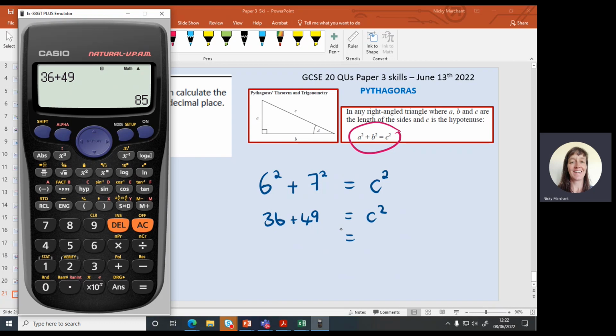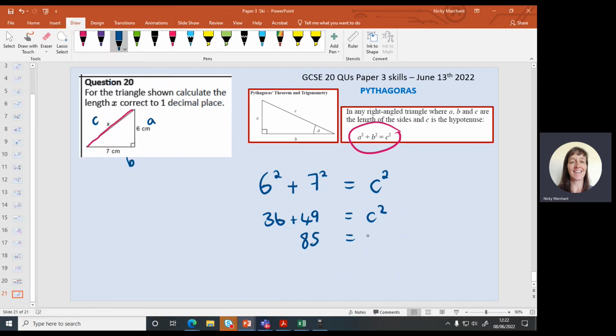Write down every single step you do. So 85 equals C squared. That's why I write C squared here, so you don't forget the last step. If you now said that X is 85 centimeters long, that hopefully will ring alarm bells. That is far too long if these two sides are only 6 and 7. How can it possibly be 85 centimeters? So there's a last step to do. As in a previous question, we're going to do the inverse of squaring. Now, the inverse of squaring is to square root. So if we square root on both sides, we get the square root of 85. That loses that power. So square root of 85 equals C.